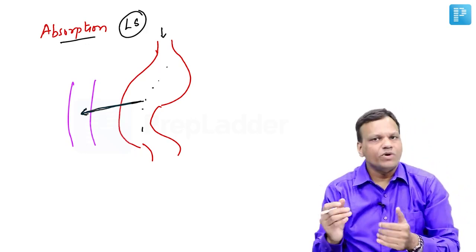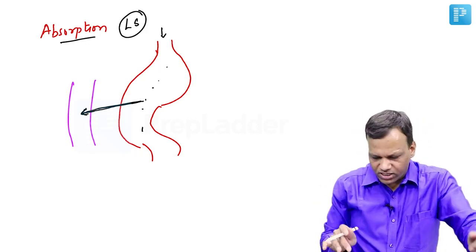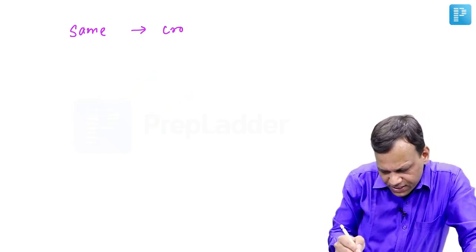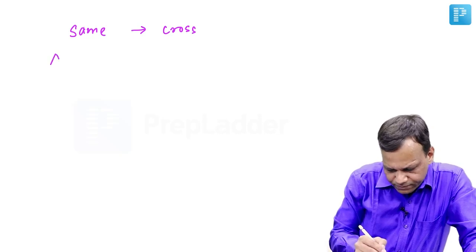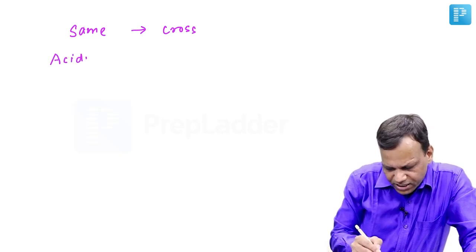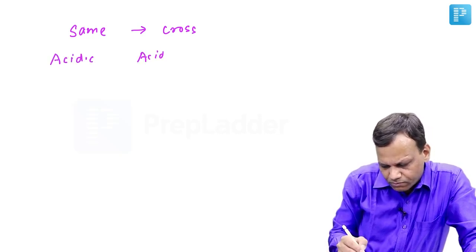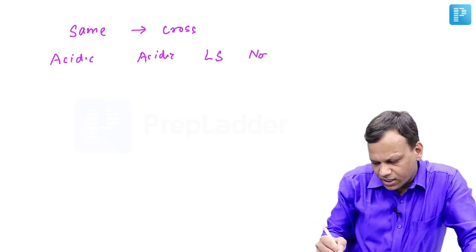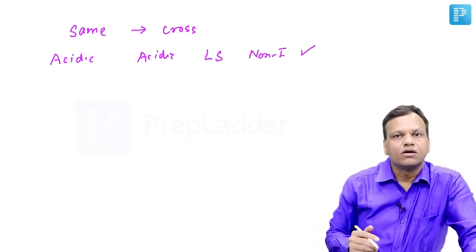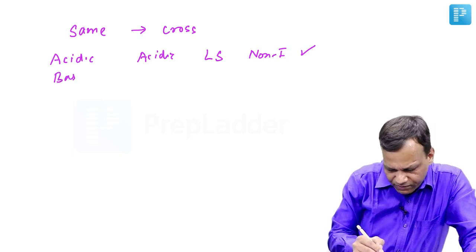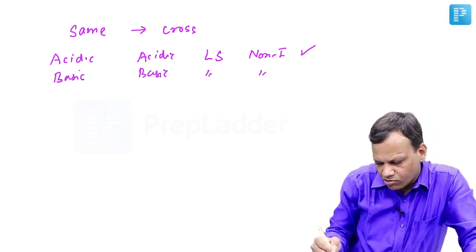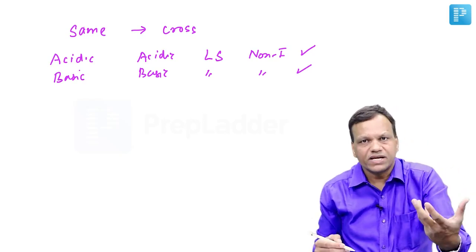If a drug is lipid soluble, it can easily cross the membrane. Now what is important to remember is that when the medium is the same, the drug can cross. What is the meaning of this? If a drug is acidic, it will cross in acidic medium, because it is lipid soluble in acidic medium, so it is non-ionized, so it can cross. On the other hand, a basic drug will cross in basic medium, because it is lipid soluble, non-ionized, it can cross. In the opposite medium, it cannot cross.